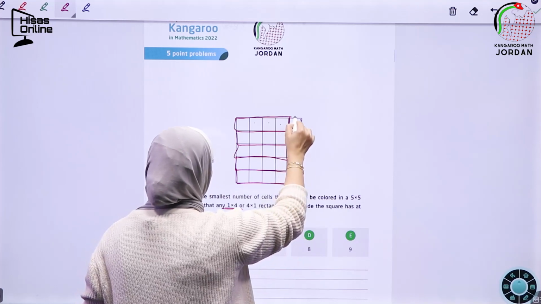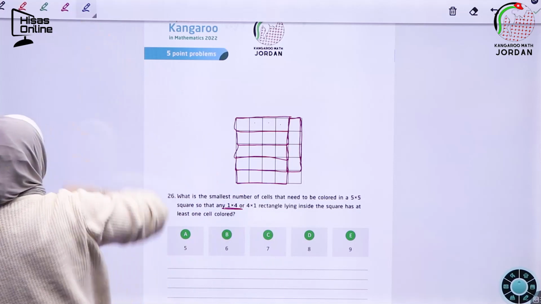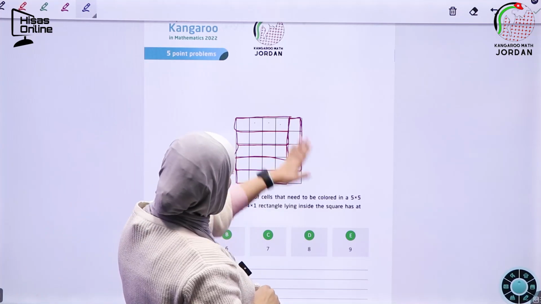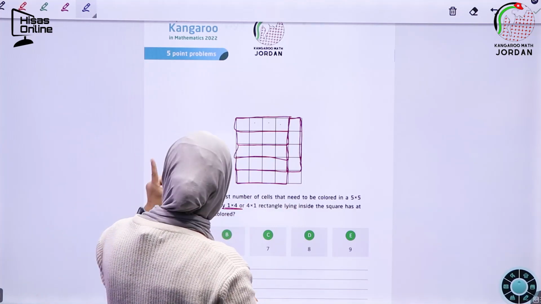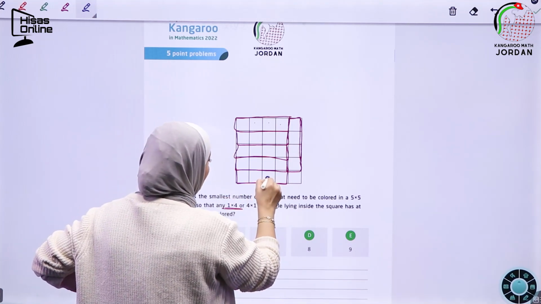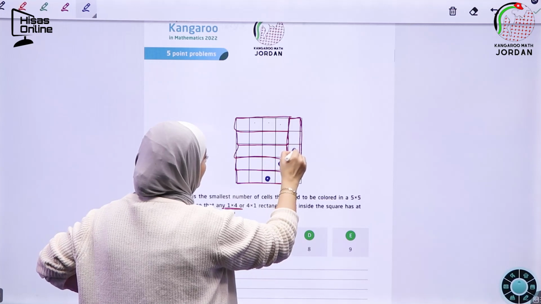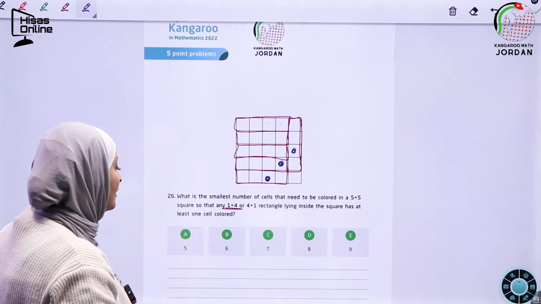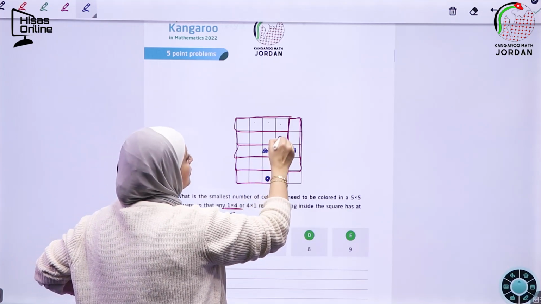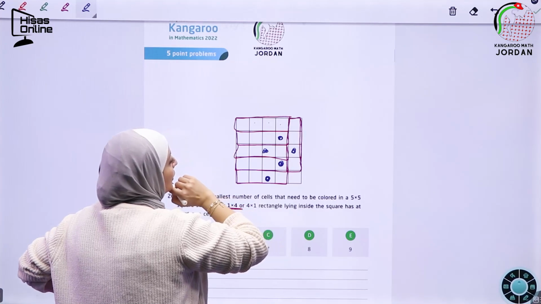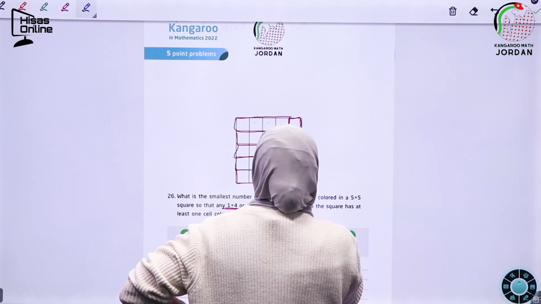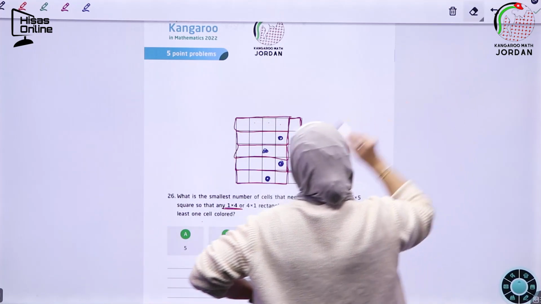But in this case we will take this one only. I need to color the least number of cells to make everyone have 1 cell colored. So if I make here 1 and I colored this and I colored this, I covered 3 rows, right? But I still have something wrong here. 1, 2. Okay, I guess this one could work, but I don't want to have this here. This one is a good answer.